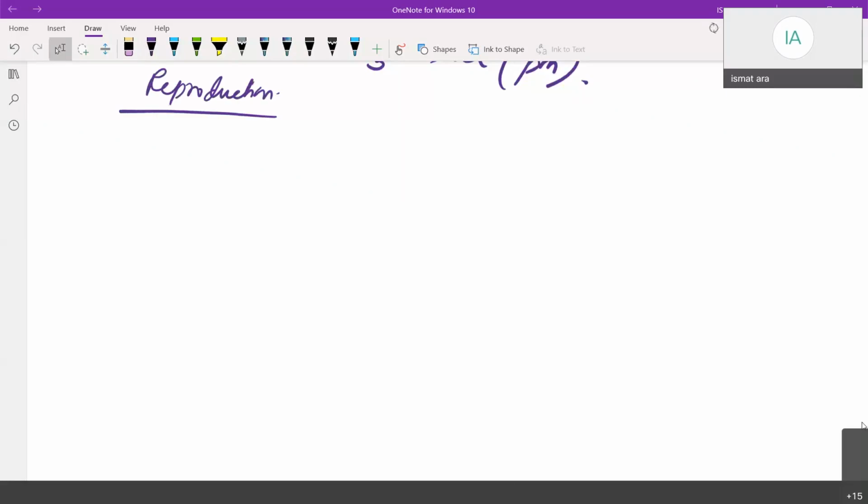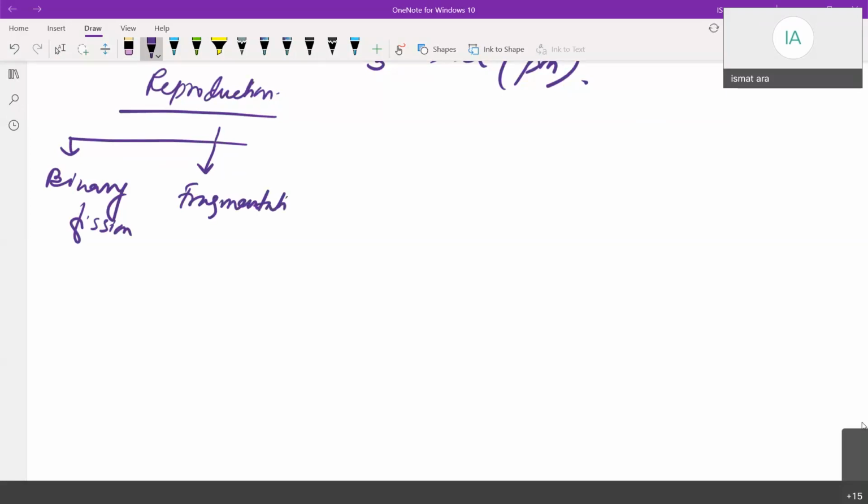Next part is reproduction. In reproduction, students, in asexual reproduction, they go for binary fission. Then the second mode of asexual reproduction is fragmentation. Fragmentation means filamentous cyanobacteria is there. This filament will break off, produce fragments, and they'll produce new cyanobacteria.